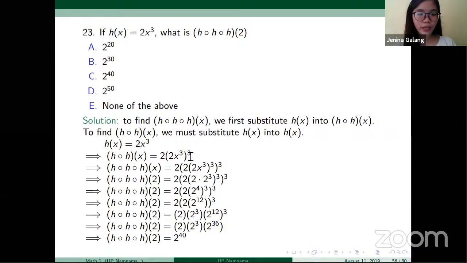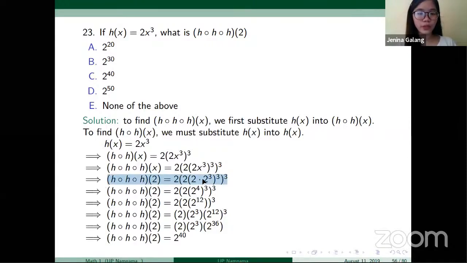And itong h of x ay i-compose ulit natin sa h of x. So, substitute ulit natin tong expression na to dito sa x ng h of x. So, we will have this. And apply the rule of exponents. Since evaluate natin when x equals 2, so substitute natin yung 2 sa x. So, we will have this.